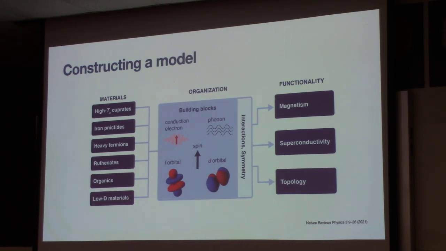Just to remind us what we're after: we have a lot of interesting materials on the left-hand side, and then we have different building blocks. What we would like to do is construct a model such that we can reproduce some of the properties the real materials exhibit. So what we're after is not the specifics of different materials, but we're trying to capture the essence of strongly interacting systems.